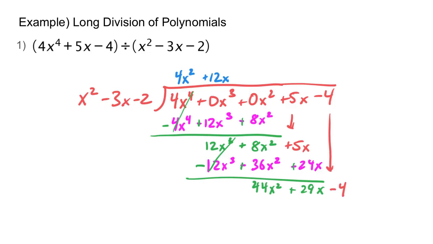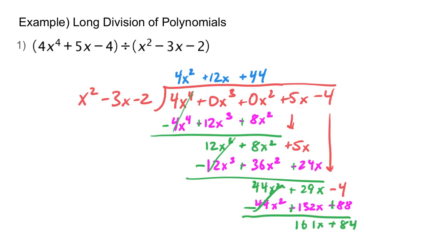And I'll continue. So now I'll say what times x squared will give me 44x squared. Man, well, those numbers are getting big, but that's okay. My process remains the same. It's 44. So when I multiply that, I get 44x squared minus 132x minus 88. I'll now turn this into a subtraction. I'll subtract those two things. Change my signs. Those cancel. It turns into 161x plus 84. That's it, I'm done, because there's nothing that I can multiply x squared by to turn it into 161x. So I'm ready to write my answer.